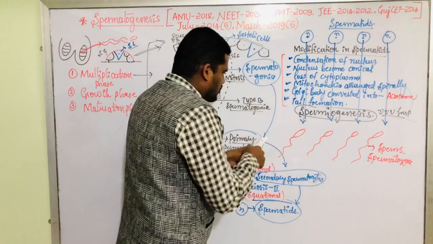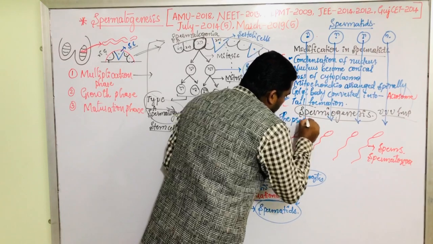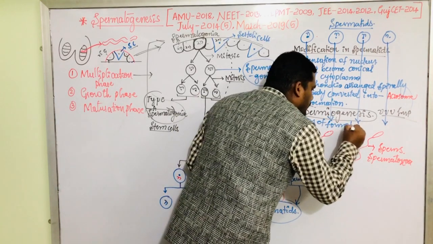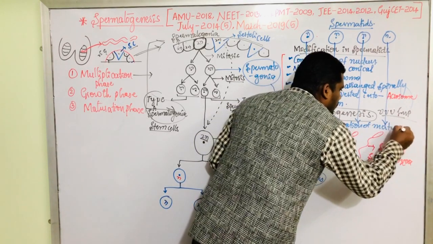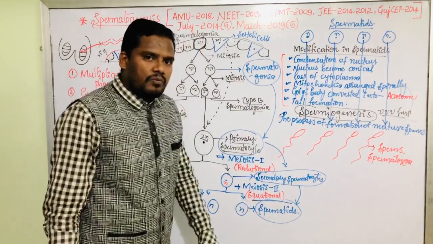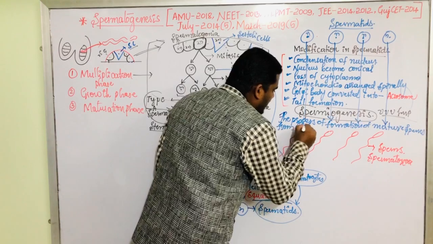Let us write the definition. The process of formation of mature sperms from spermatids.